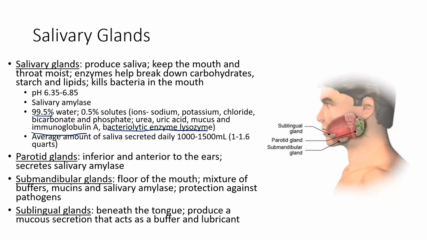It is going to have a pH of 6.35 to 6.85, which is relatively interesting, in my opinion. And then I really love this little statistic here. The average amount of saliva secreted daily is between 1,000 and 1,500 milliliters. That is between 1 and 1.6 quarts. And if your mouth isn't filling up with saliva right now, which is just a subconscious response to thinking about saliva, it's kind of interesting, in my opinion.